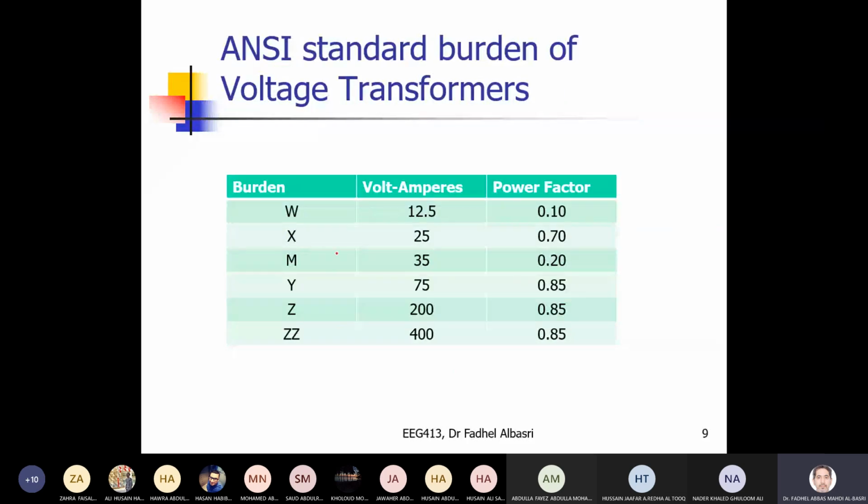Also the burdens of VTs are standardized, and these are according to ANSI. The VTs have a standard burden of 12.5 volt-amperes up to 400 volt-amperes. These are the standard burden identifications. Instead of saying B1 or 1 ohm burden as in CTs, here we have B2 for 2 ohm burden, B4 and B8.